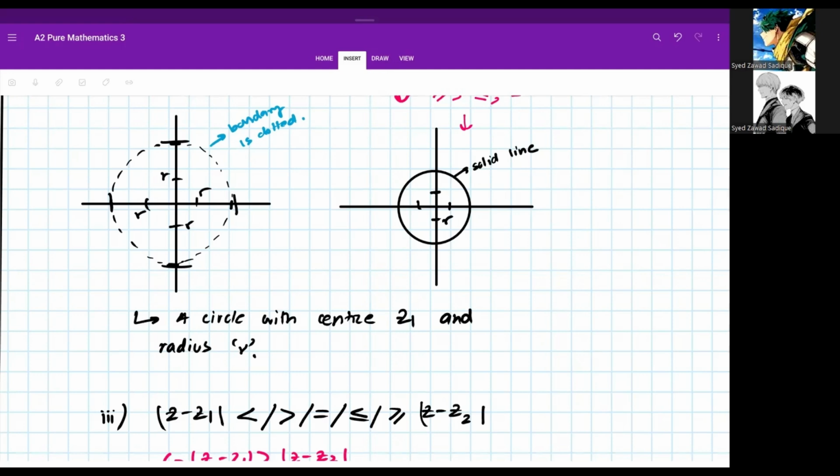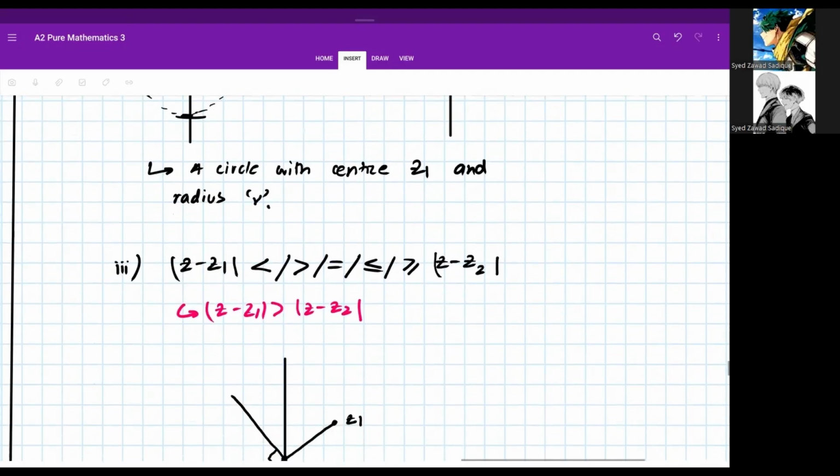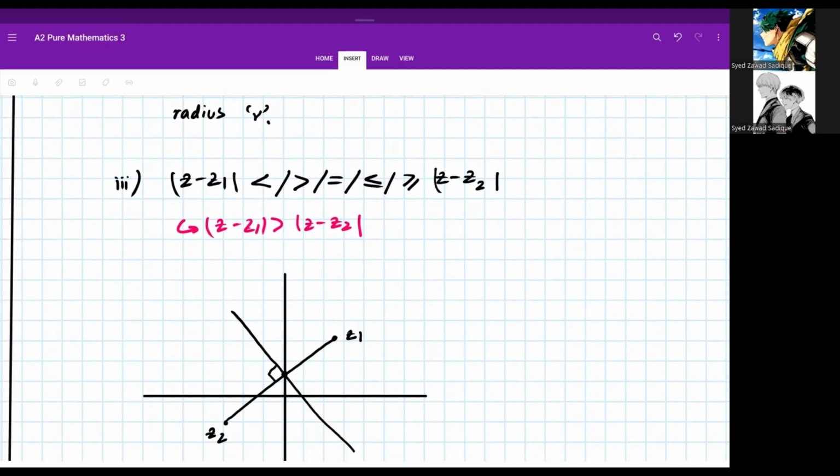Anyways, we were at how to describe this. We describe this by saying a circle with center Z1 and radius R. The third type of question that we get is modulus of Z minus Z1, which can be less than, greater than, less than or equal to, or greater than or equal to, modulus of Z minus Z2.